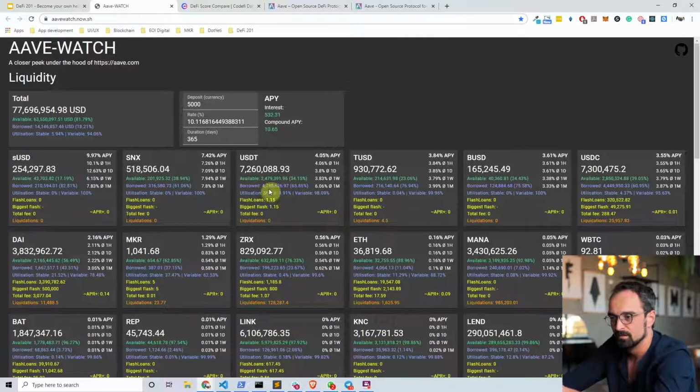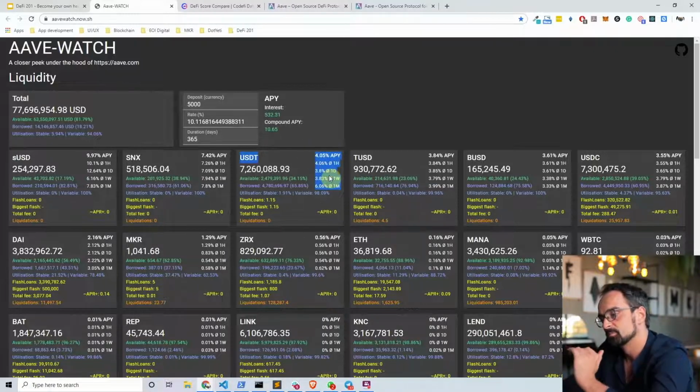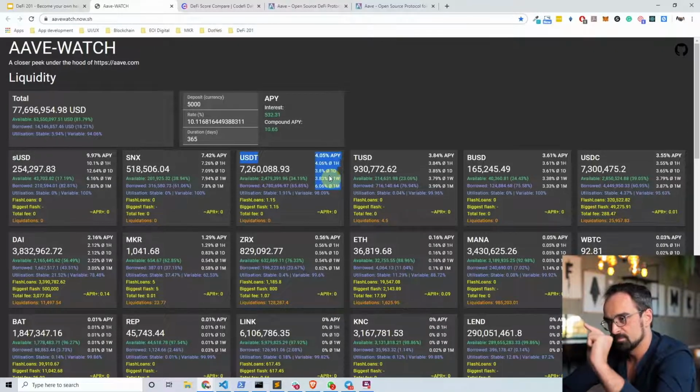As you can see here, if we go to, for example, USDT, let's take this example here. There's a 4.5 interest rate. There's around 2 million available. 4.7 million is borrowed. And there's a stable fee of 1.9% and a variable fee of 4.05%. This means that with the stable fee, you can get a fee fixed at 1.9% at that point for a longer period of time, or you can get a variable fee of 4.505%, which can go lower or higher over time.